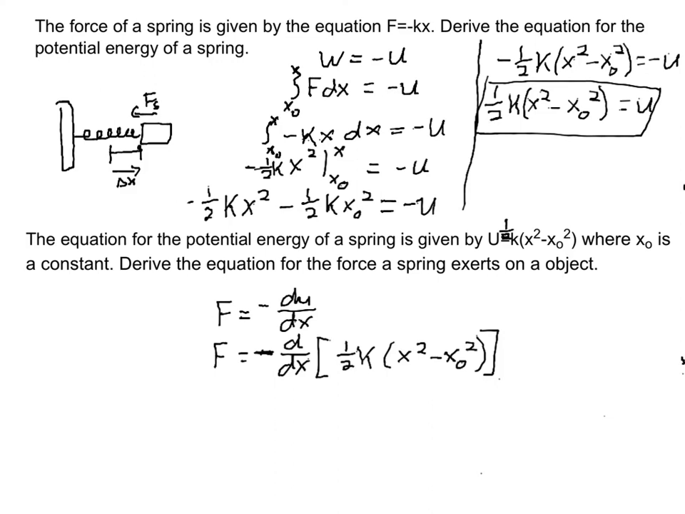So I'm going to end up taking the 2 here and multiplying it down, and this is going to completely go away. And then I'm back to my original equation: force of a spring equals negative kx.